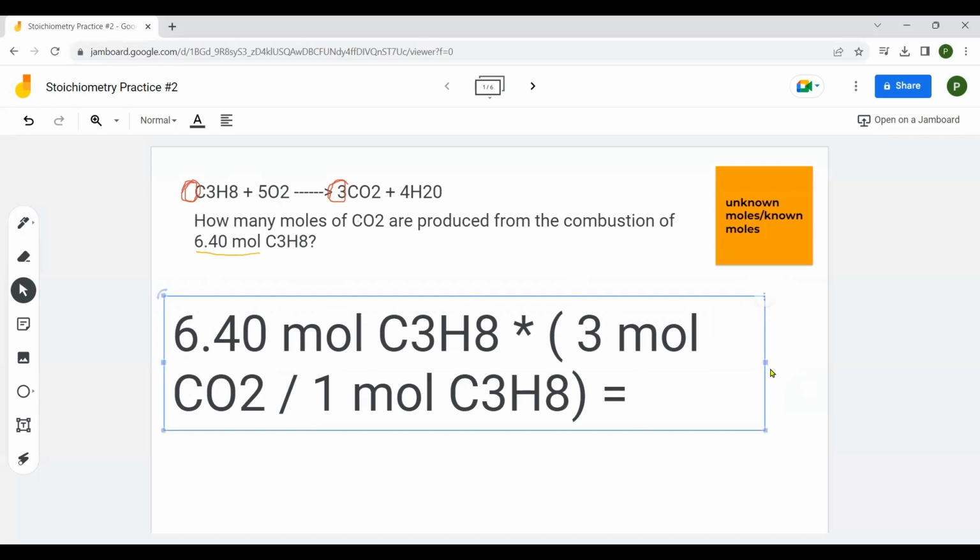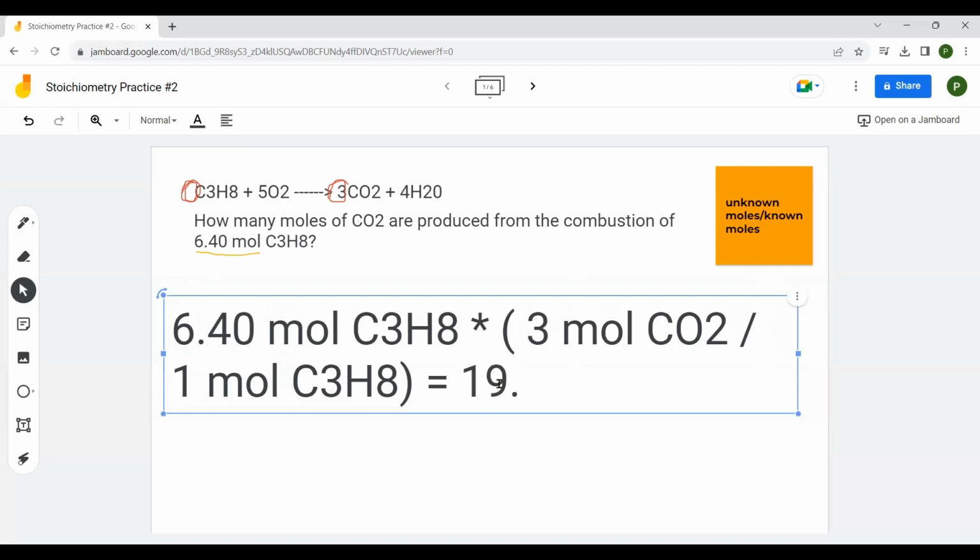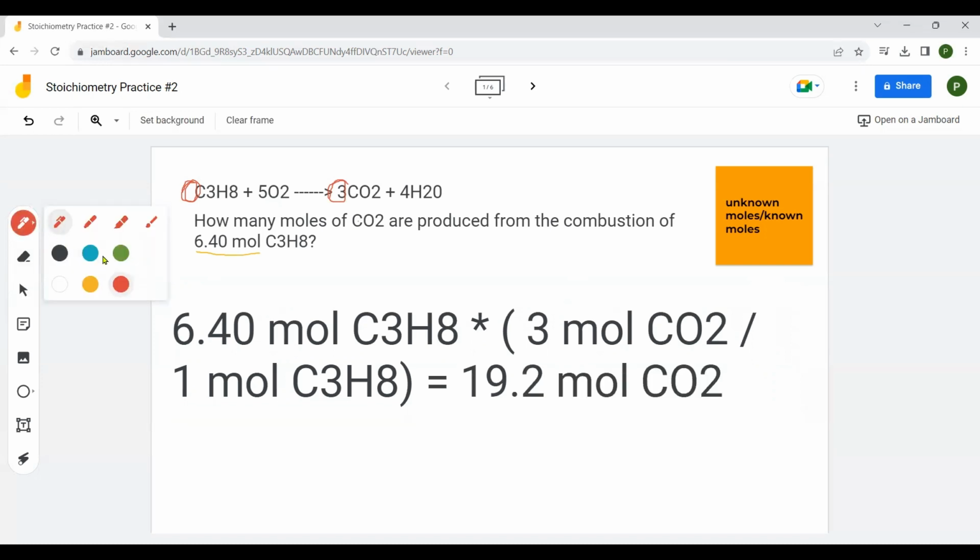We are going to multiply that out. If you plug that into your calculator, you should end up with 19.2 mole of CO2. And if I go back to my problem, because we always want to go back and make sure we're actually done, it's asking me how many moles of CO2. So I go back down here and I check that I have moles and that it's CO2. And now I know that I'm done with this problem.